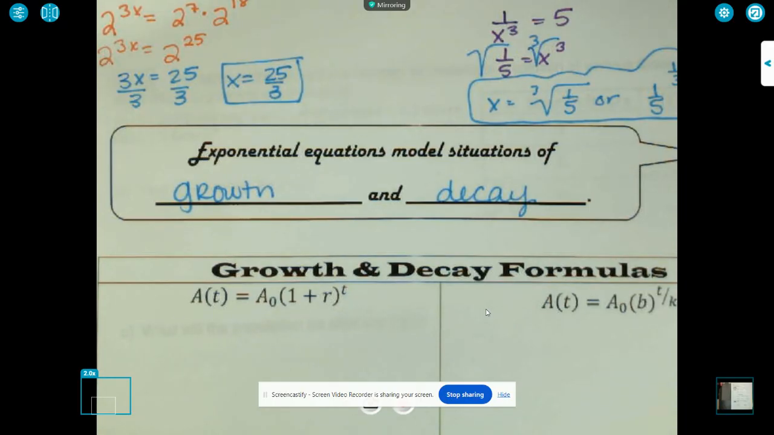What decays over time? Your car. The minute you drive it off the lot, it decays. Little old Bambi messed up my car. It went down in value. It is fixed, but it went down in value.